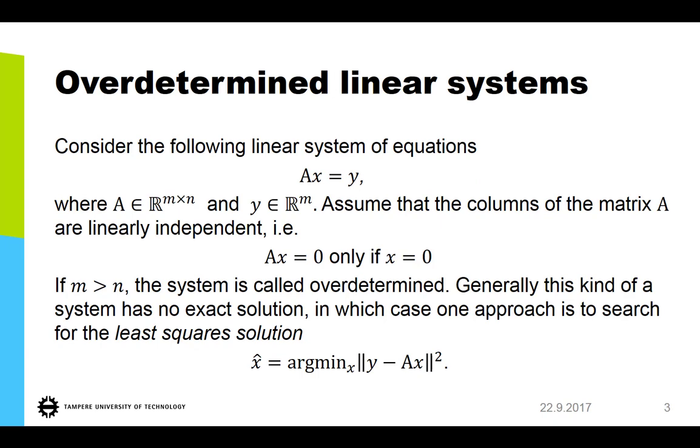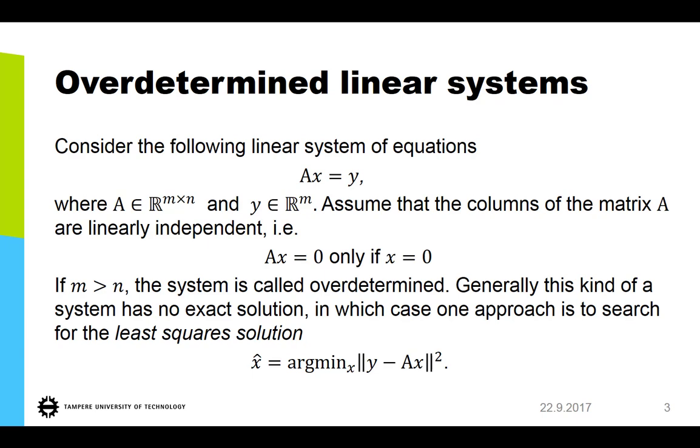So, let's go on to some linear systems. Consider the following linear system of equations. We have matrix A, the vector of unknown variables x, and the vector y. Let us assume that matrix A is linearly independent. Now, if m is greater than n, that is to say you have more equations than you have variables in x, the system is called overdetermined.